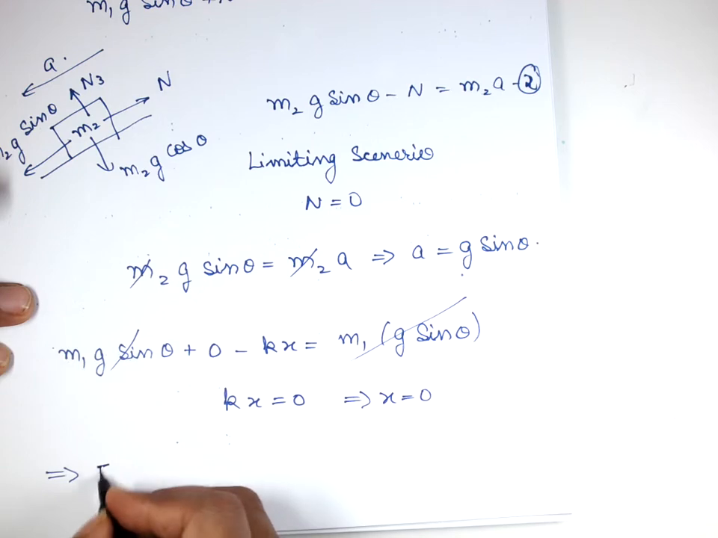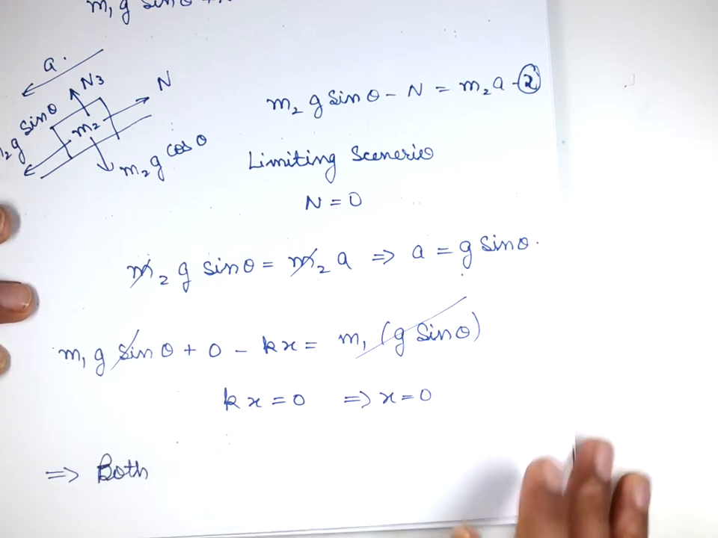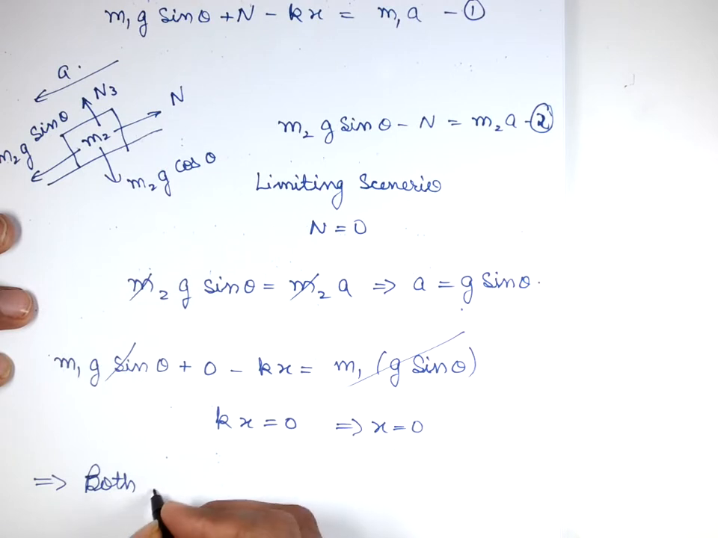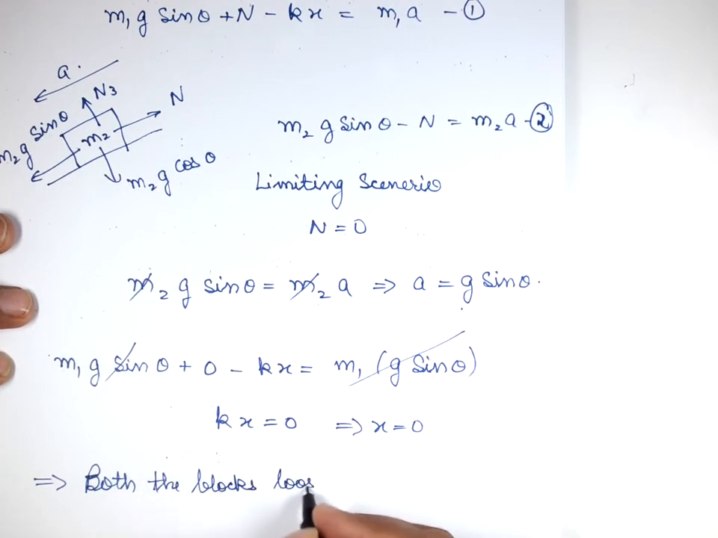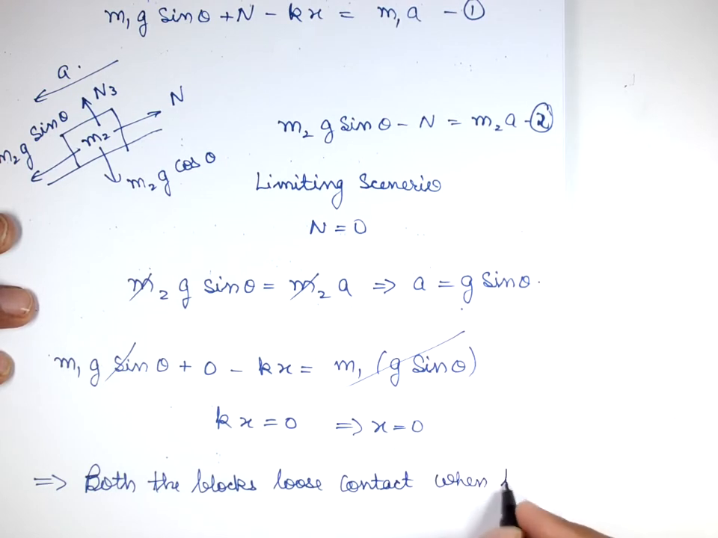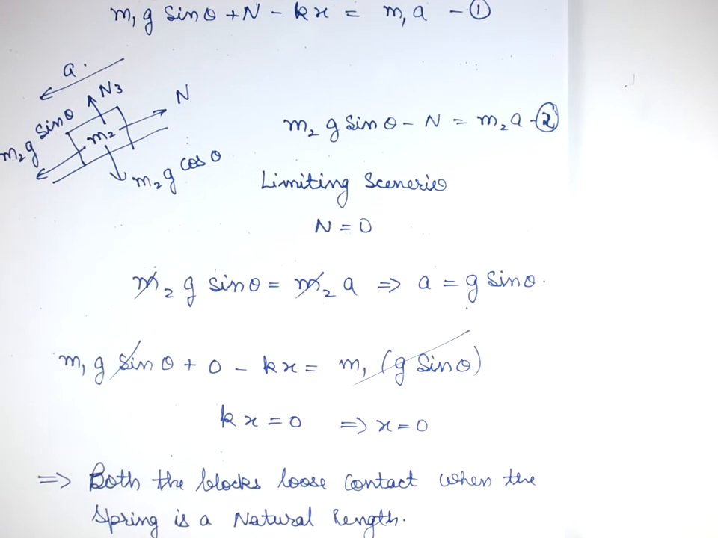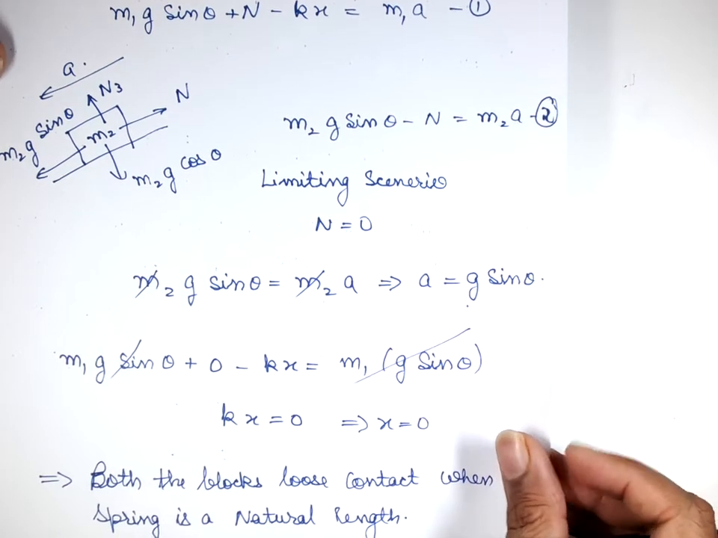So basically both the blocks lose contact when the spring is at natural length. This becomes the answer to the second part of this particular problem. That is, both the blocks leave contact at natural length.